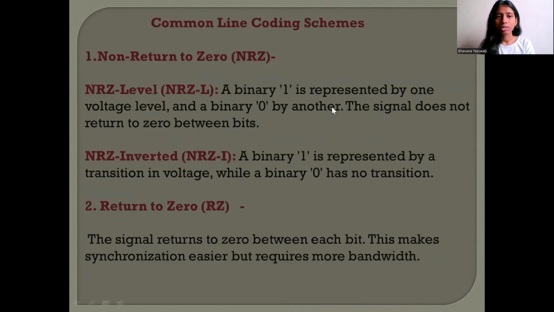Common line coding schemes. The first is non-return to zero. NRZ level: a binary 1 is represented by one voltage level and binary 0 by another. The signal does not return to 0 between bits. NRZ inverted: a binary 1 is represented by a transition in voltage while the binary 0 has no transition. The second is return to zero. The signal returns to 0 between each bit. This makes synchronization easier but requires more bandwidth.